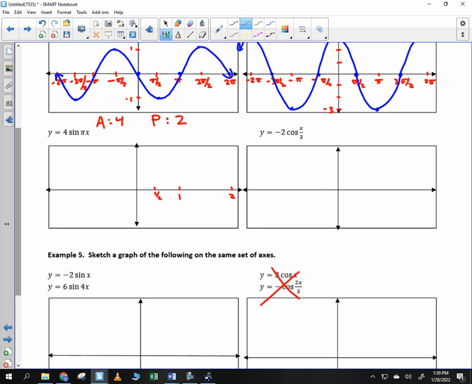How did I get what? 4. And then the period is 2 pi divided by your b value. The third tick mark is always 3 times the first tick mark. So 3 over 2.